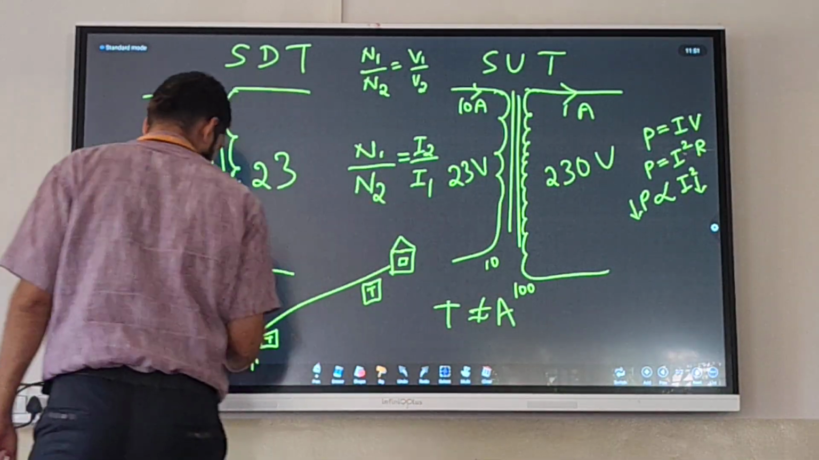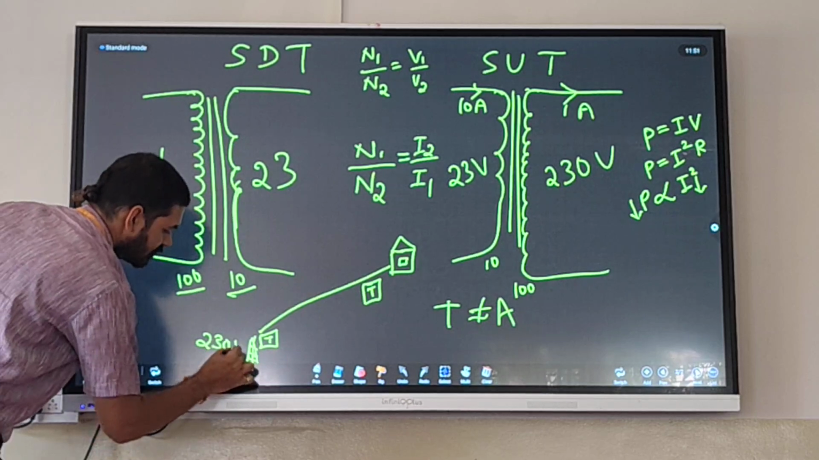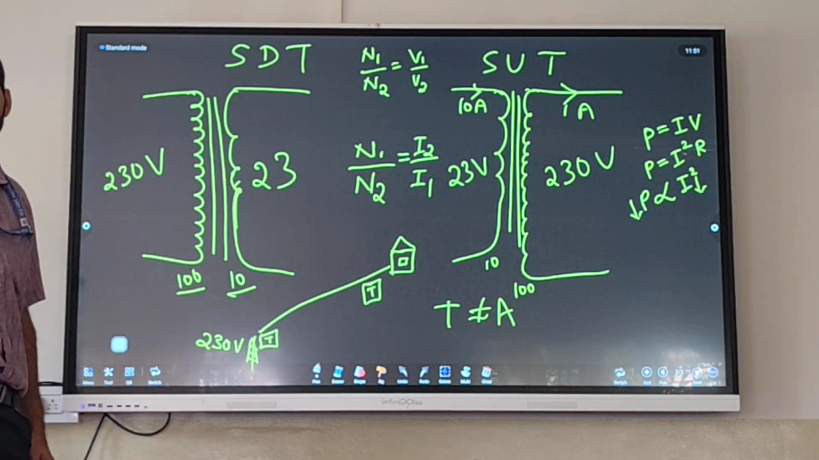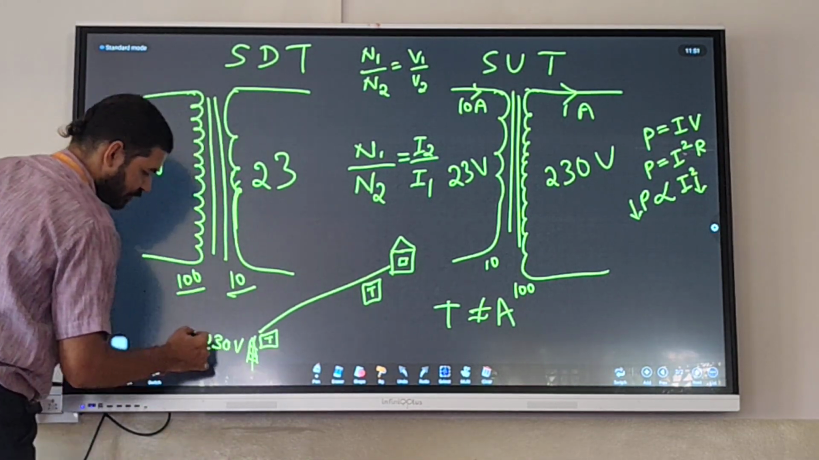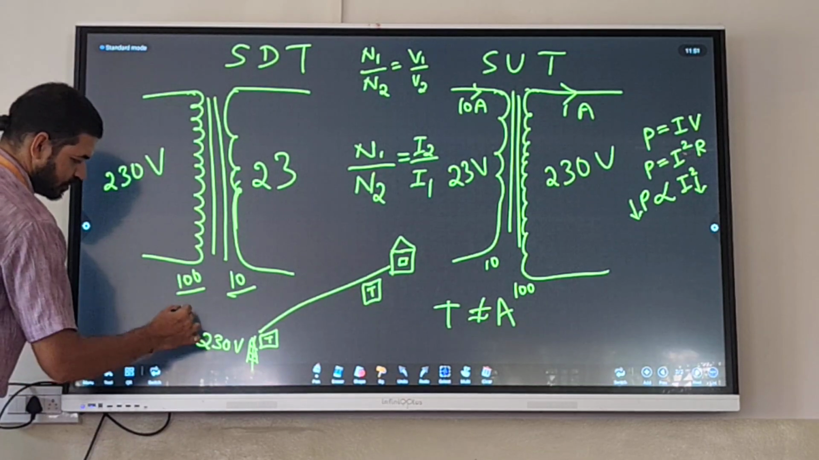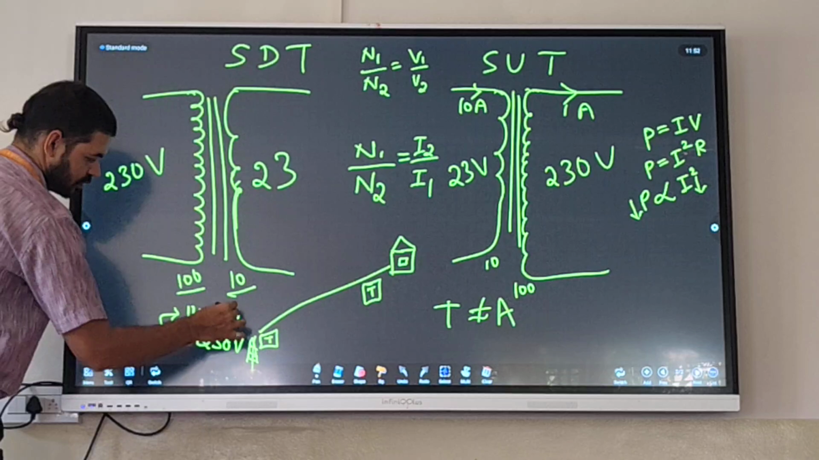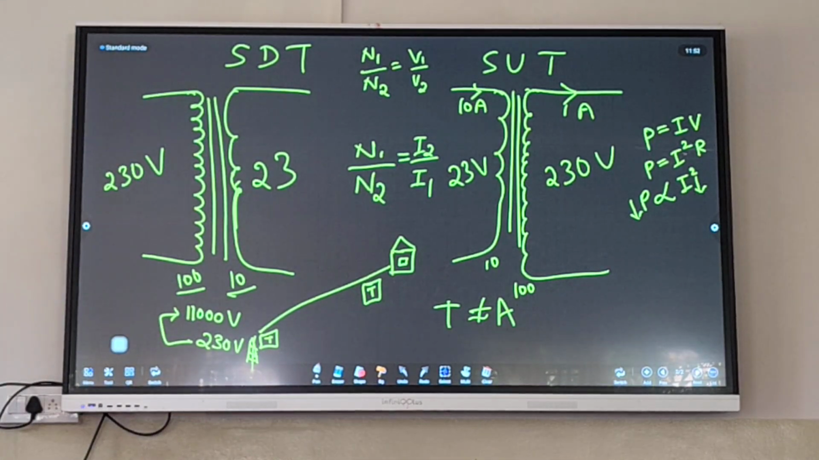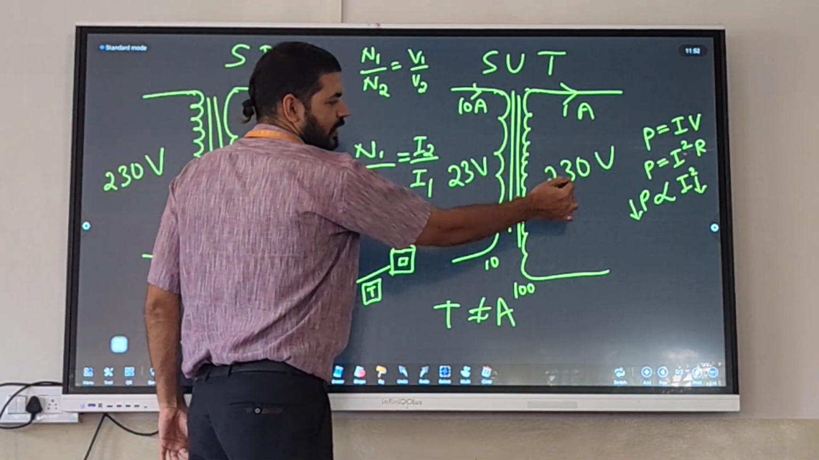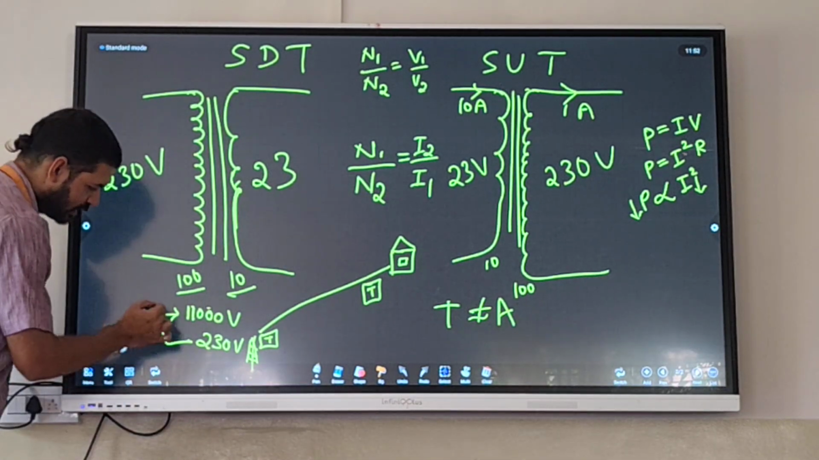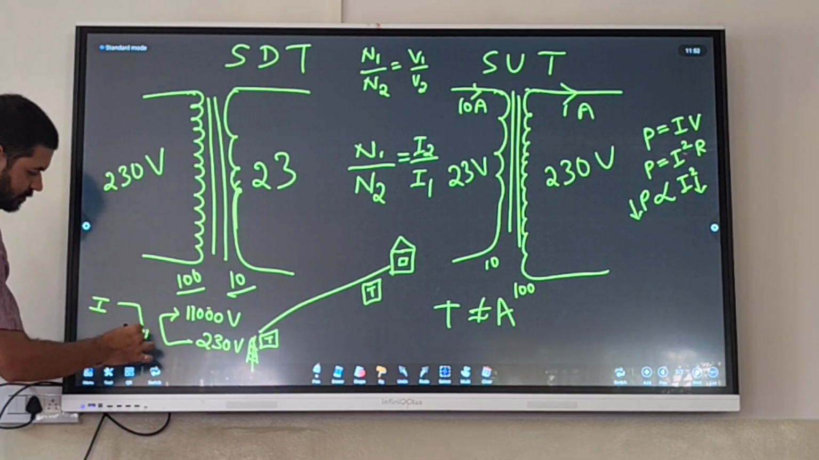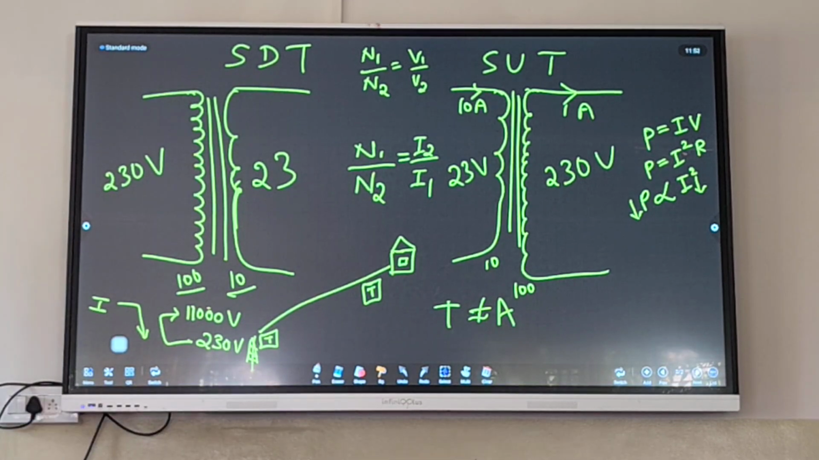Reduce I means we will do this. Say 230 volts. It is generated, and it is stepped up. So 230 volts is converted into, for example, 11,000 volts. If we increase the voltage, what happens to the current? Current will come down, and then we will transmit.